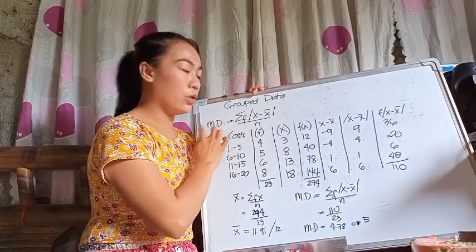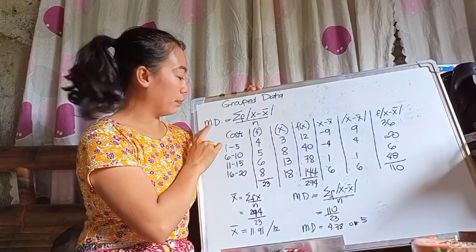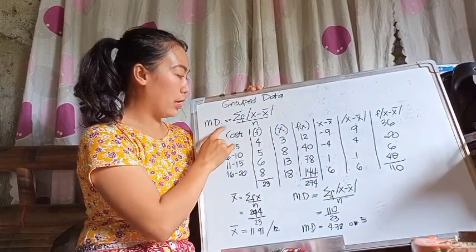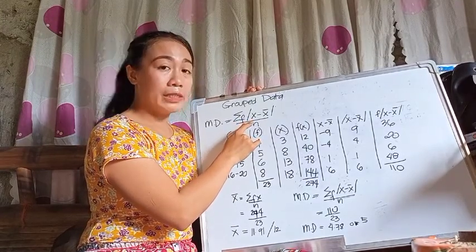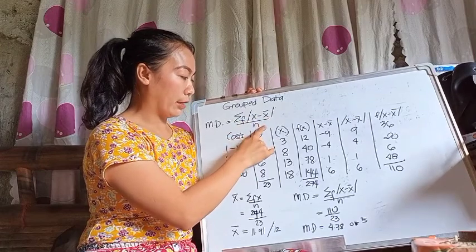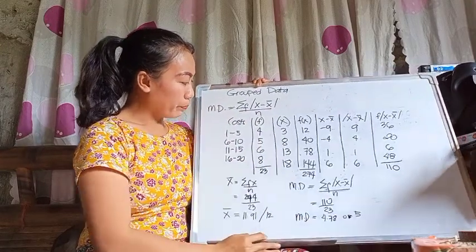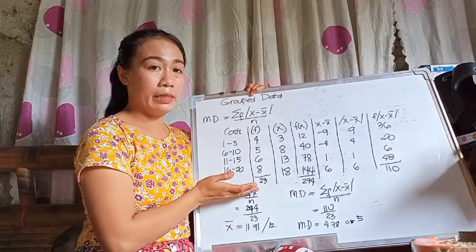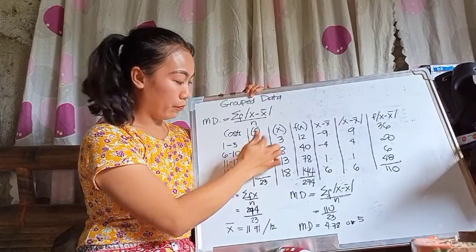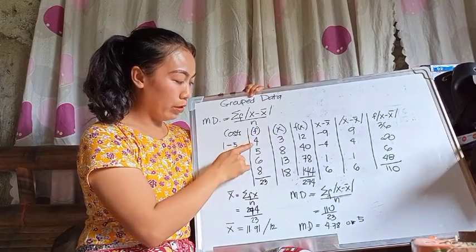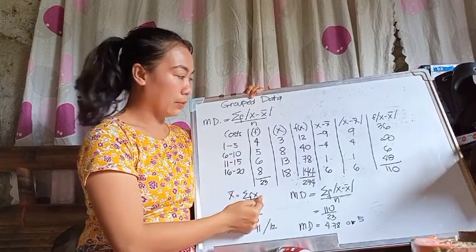So, we proceed to our grouped data. The formula of our grouped data is MD, or mean deviation, is equal to summation of f absolute x minus mean over n. So, we have the example given here. We already have our class and the f. The f is 4, 5, 6, and 8. So, the total is 23.